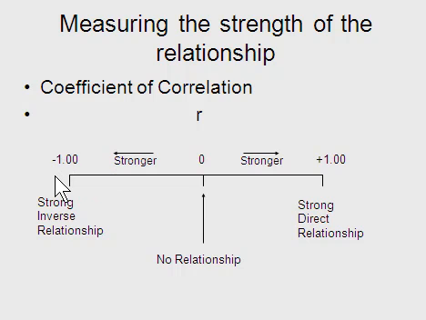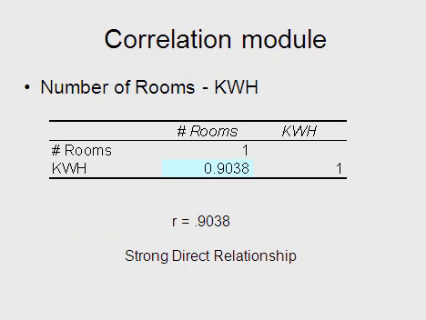So, for example, R of -1 means that you have a very strong inverse relationship between two variables. And R of +1 would mean that you have a very strong direct relationship. And if R is 0, it means there's no relationship between the two variables.